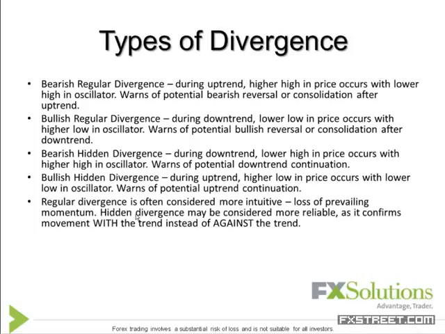Okay, now one point I wanted to make about all of this is that when we talk about divergence, regular divergence is often considered more intuitive because we're looking at the loss of prevailing momentum. So again, with regular divergence, we have a higher high in price, let's say, and a lower high in the oscillator. That's telling us that's a loss of prevailing momentum. Now, hidden divergence may be considered more reliable, as it confirms movement with the trend instead of against the trend. Basically, what you're doing with regular divergence is you're trying to pick tops and bottoms, which is fine, but generally speaking, I like to choose places where the trend will continue.